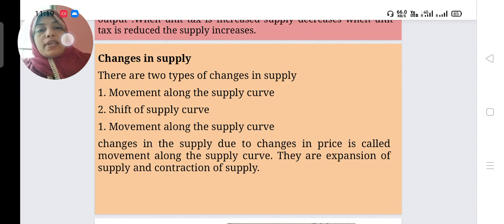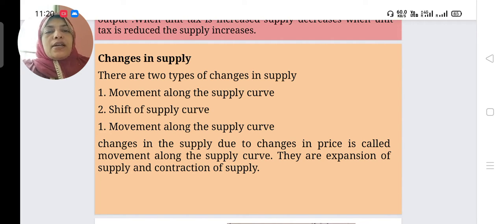Next topic is changes in supply. There are two types of changes in supply, like demand. In the demand theory, we learn movement along the demand curve and the shift of the demand curve. Likewise, in supply also, we have two types of changes: movement along the supply curve and the shift of the supply curve.